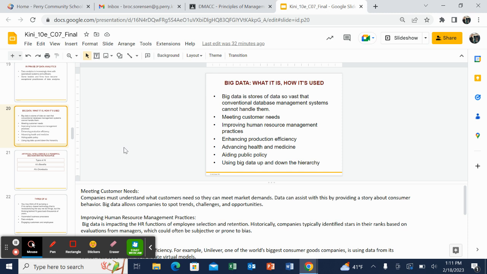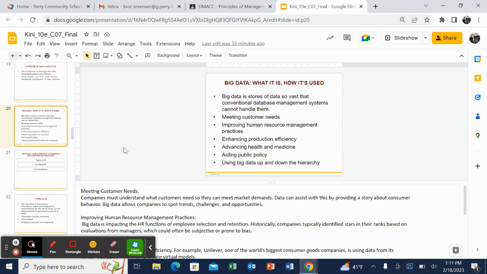So data analytics is pervasive throughout our entire world, not just necessarily the business world, but it's using data in a lot of different places in order to be most effective. So moving forward here, big data. What is it? How is it used?